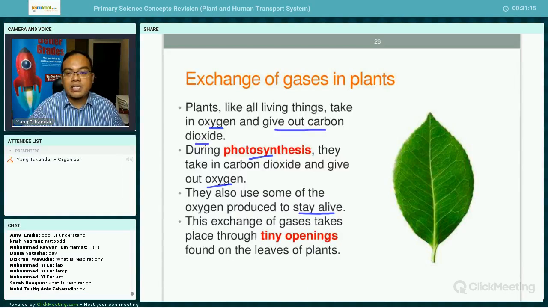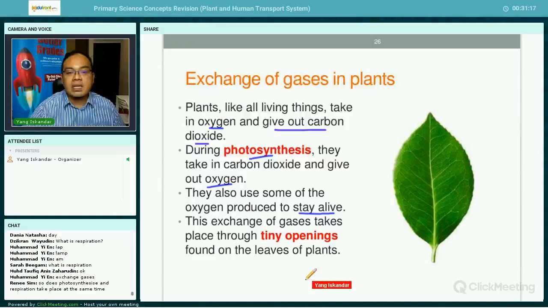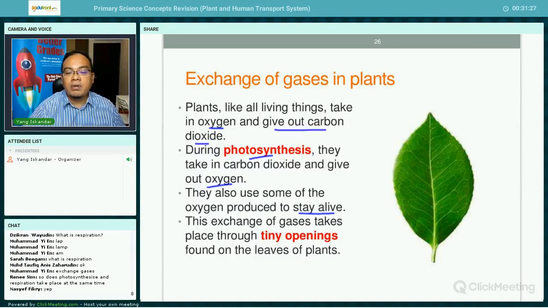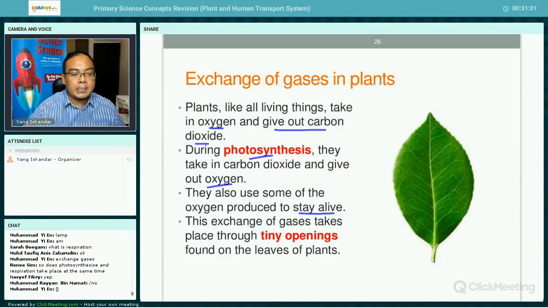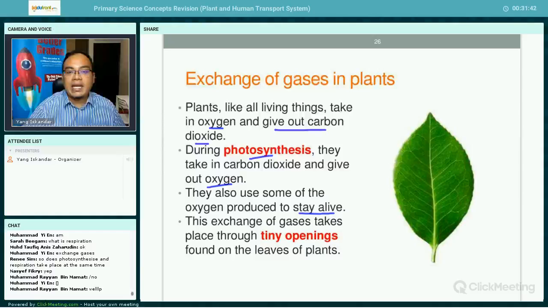Sarah asks, what is respiration? Respiration is the process in which the plants take in oxygen and give out carbon dioxide. This is a life process. To survive, to live, all living things need to respire. Rene asks, does photosynthesis and respiration take place at the same time? Yes. In the presence of light, respiration and photosynthesis take place at the same time.